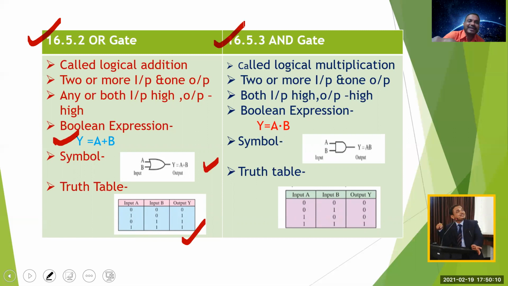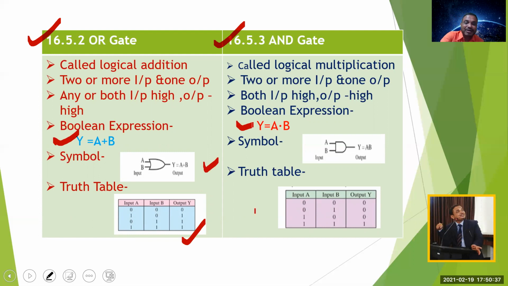Then next is the AND gate. It is called logical multiplication. That is, if A is an input and B is another input, then A into B gives the output Y, and that will be its Boolean expression. It has two or more inputs and only one output. If both inputs are high, then output is high. Otherwise, it will be low.